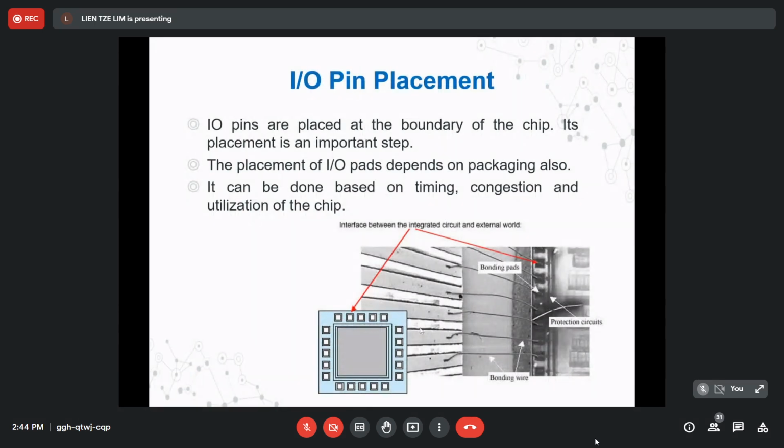Next is about input output pin placement. Input output pins are placed at the boundary of the chip. Its placement is an important step. The placement of input-output pads depends on packaging also. It can be done based on timing, congestion, and utilization of the chip. About input-output pin placement, the pins are placed at the edges here.